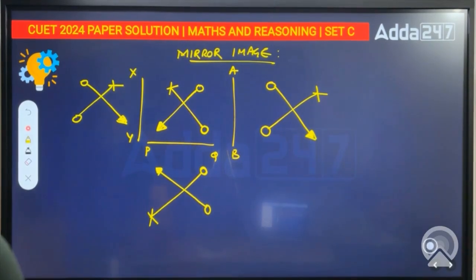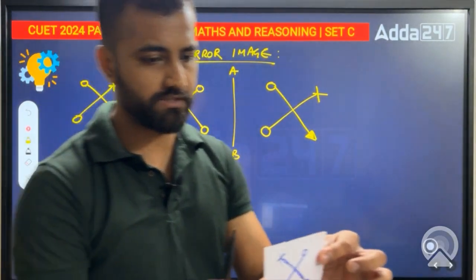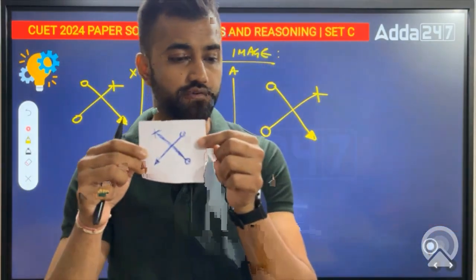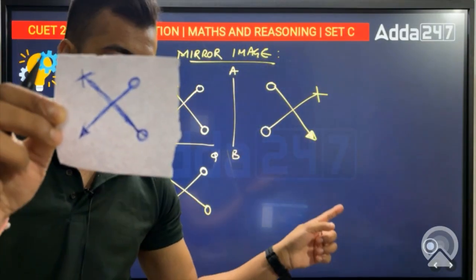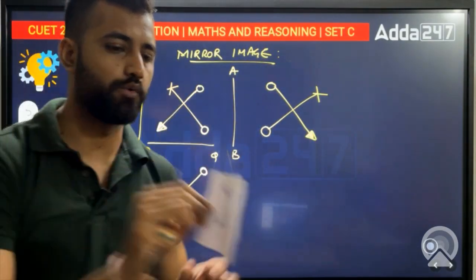Okay, so let me show you. See, I have drawn this figure. Okay, this is only for those who cannot imagine, those who are facing difficulty. See, I have drawn the same image out here. Exactly the same figure I have drawn. Right now, how to use this?